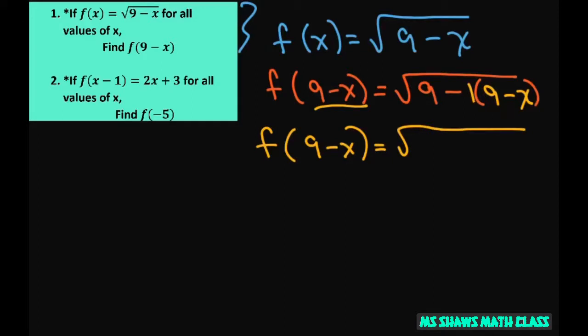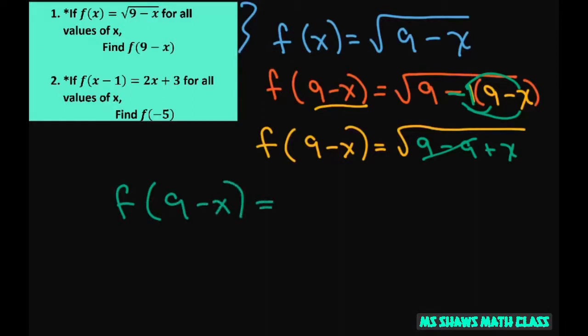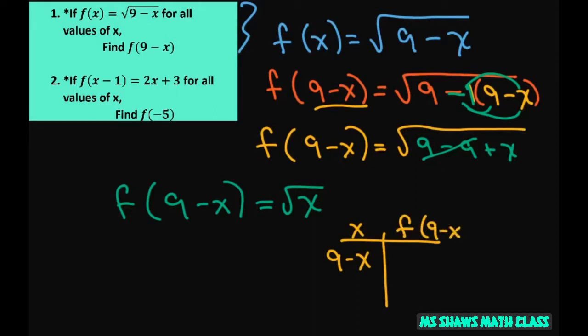Now this is where students make mistakes. Make sure you distribute that negative. So that's going to be 9 minus 9 plus x, because that's going to be like negative 1 times negative x. So that's going to zero out. So you get f of 9 minus x equals square root of x. That means when x is 9 minus x, then f of 9 minus x equals square root of x. This is like your y.